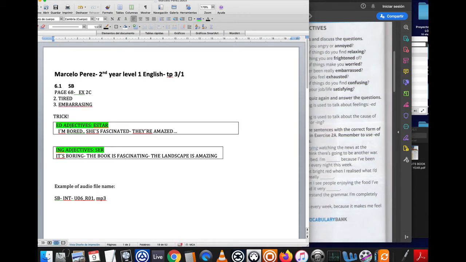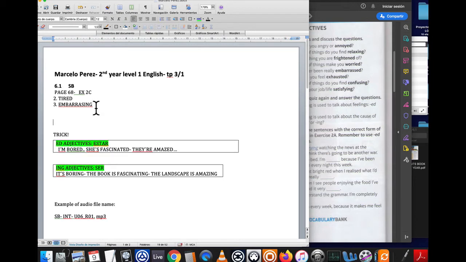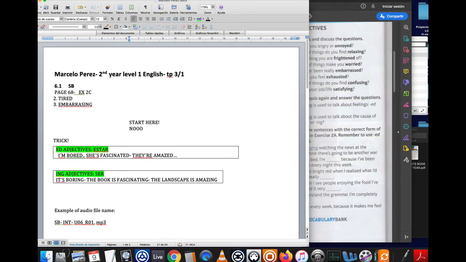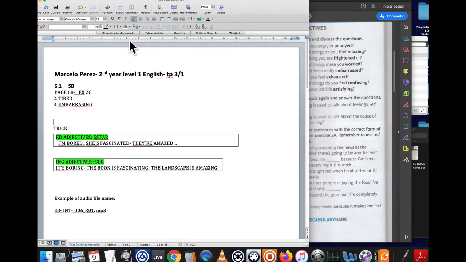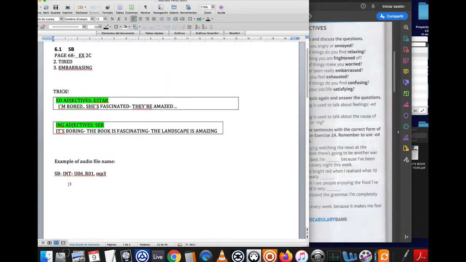This is the way you have to make your homework. Please don't do strange things. Don't do a lot of colors. Don't do, for example, this. Yes, and you start here. Please, no. Yes, because this is a disaster for me to correct. So I prefer you to keep to a kind of structure and layout.